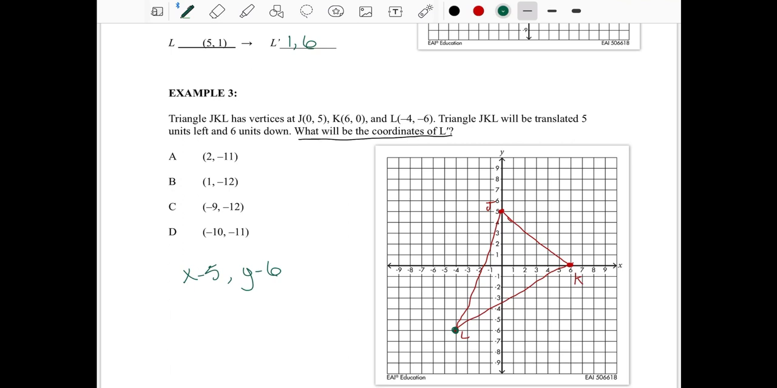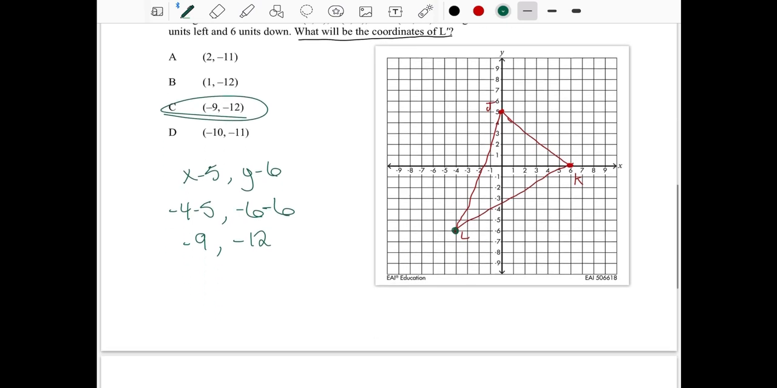So if we use the rule based off the ordered pair that they gave us for L, we're going to take negative 4 and subtract 5 from it. And then we're going to take negative 6 and subtract 6 from it. Whenever the signs are the same, we add and keep the sign. So negative 4 minus 5 is going to give me negative 9. Negative 6 minus 6 is going to give me negative 12. So my answer for this one is C.